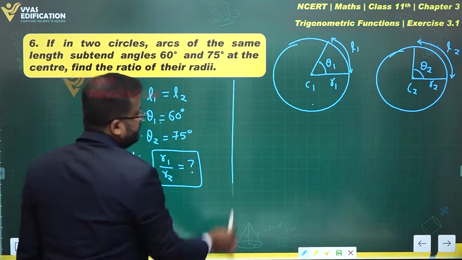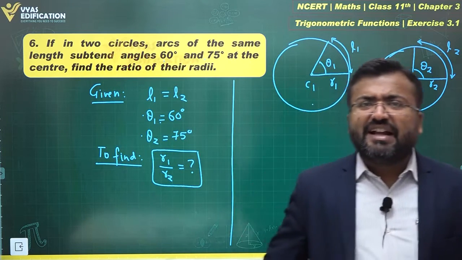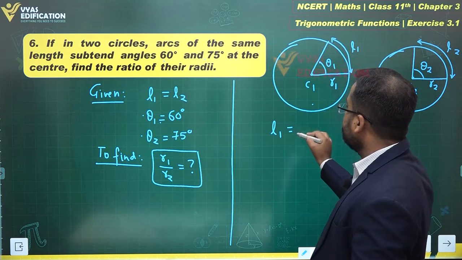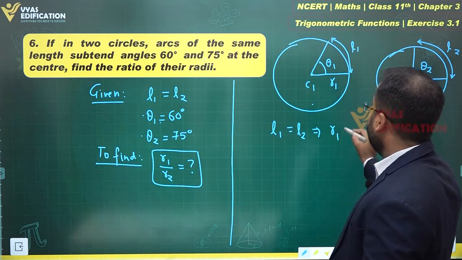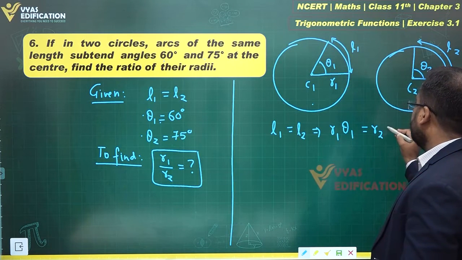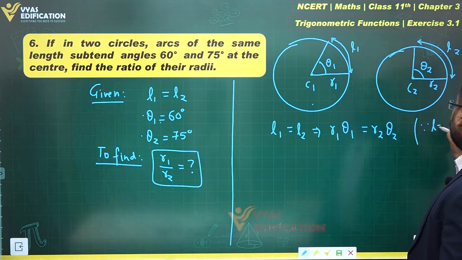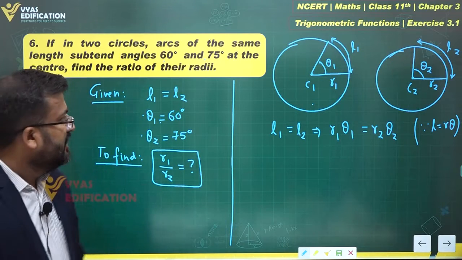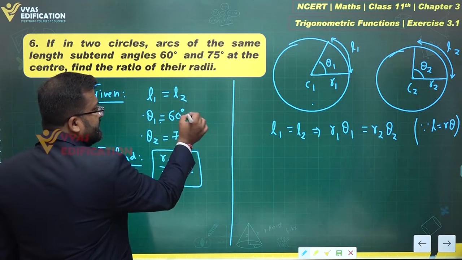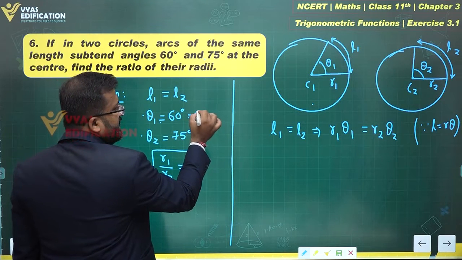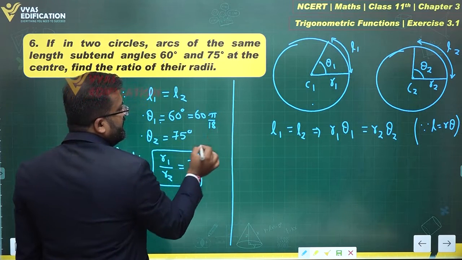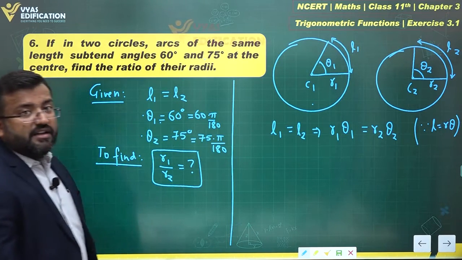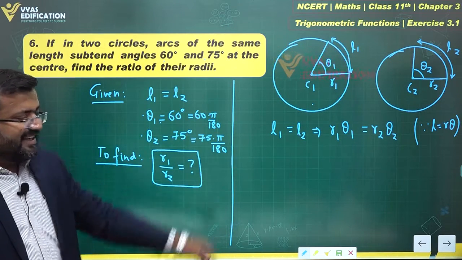How do we find this? We have one simple relation. What is that? L equals R theta. So L1 equals L2 implies R1 theta 1 equals R2 theta 2, since L equals R theta is something which we know. But theta 1 and theta 2 have to be in radians. This theta 1 is 60 degrees, which will be equal to 60 times pi by 180. This is 75 times pi upon 180. Don't forget that, right? The angles have to be in radians for applying this formula.